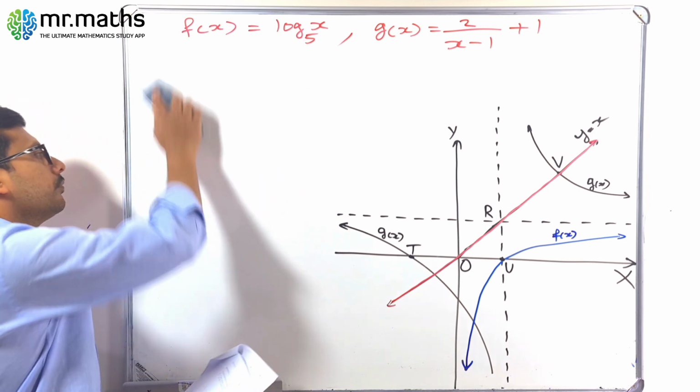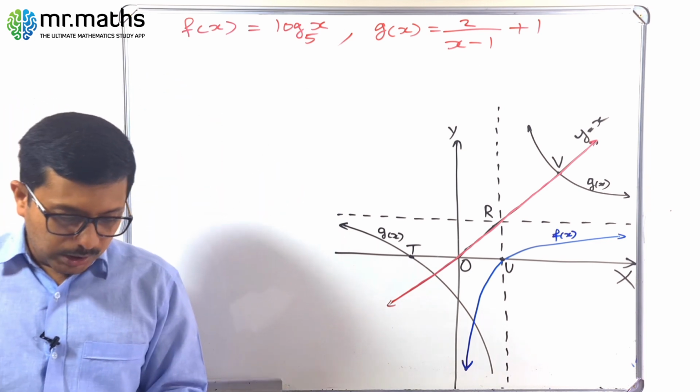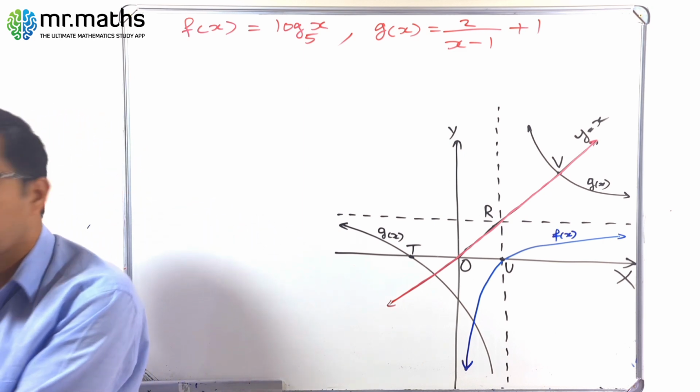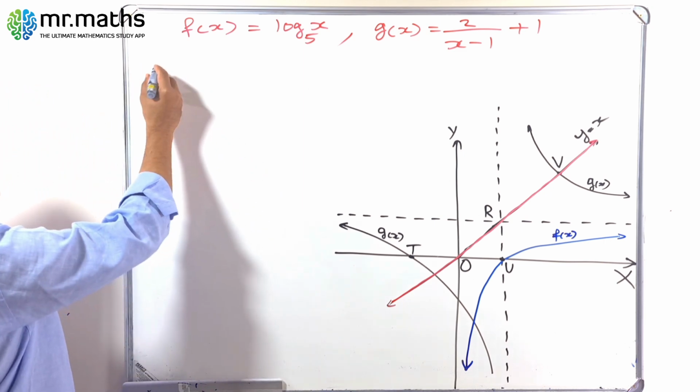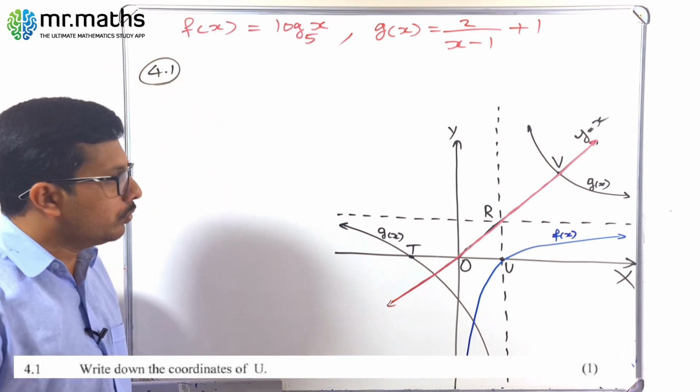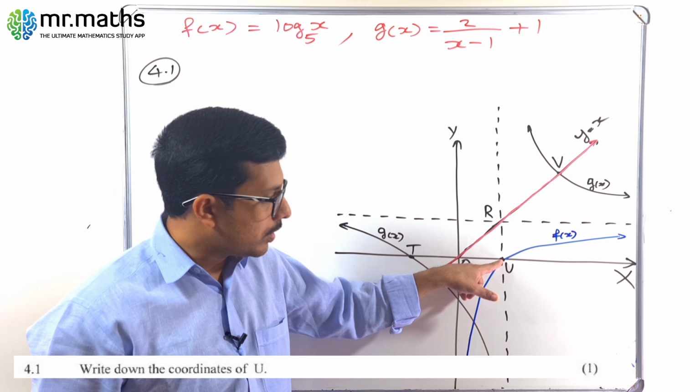So what is the first question? Question number 4.1. Write down the coordinates of U. Where is U? This is the point U.